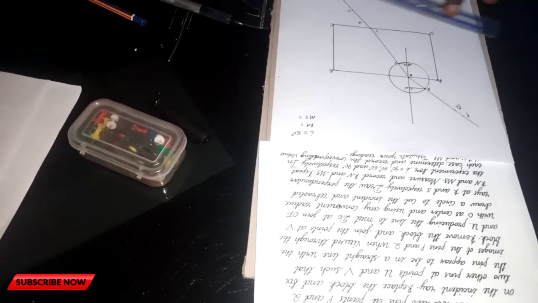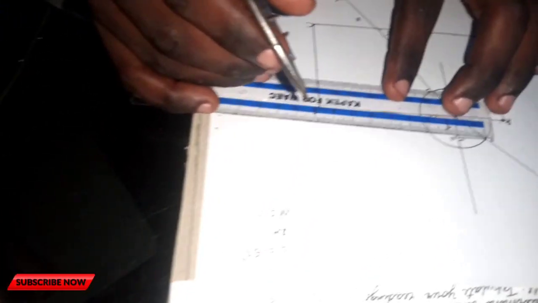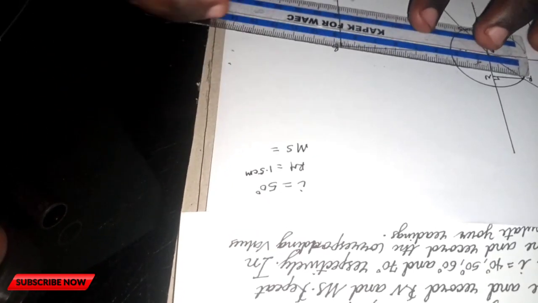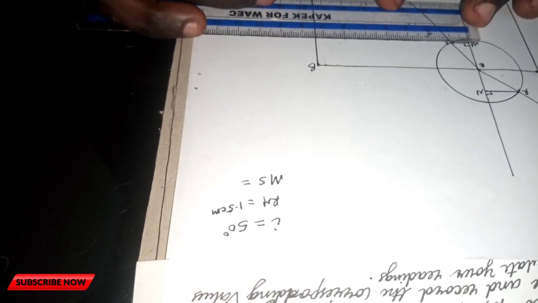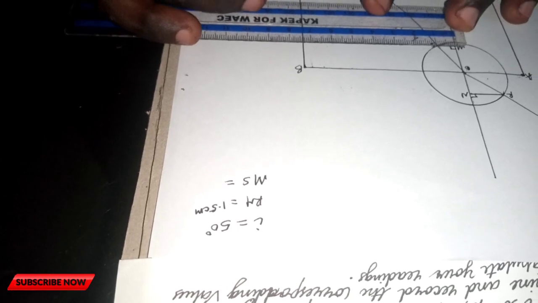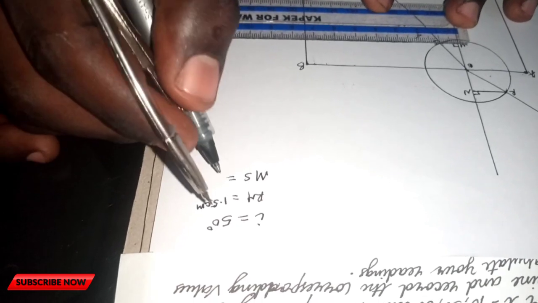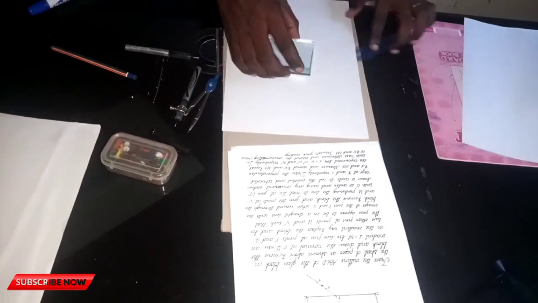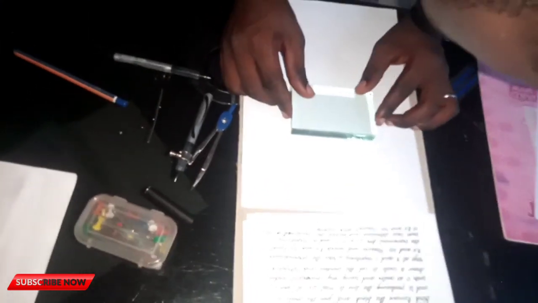So we take the measurement. Our RN right now is 1.5 centimeter. Our MS is currently 1 centimeter. So we're done with that. So we'll pick the next one, and that's angle 60 degree. We'll repeat the same thing.